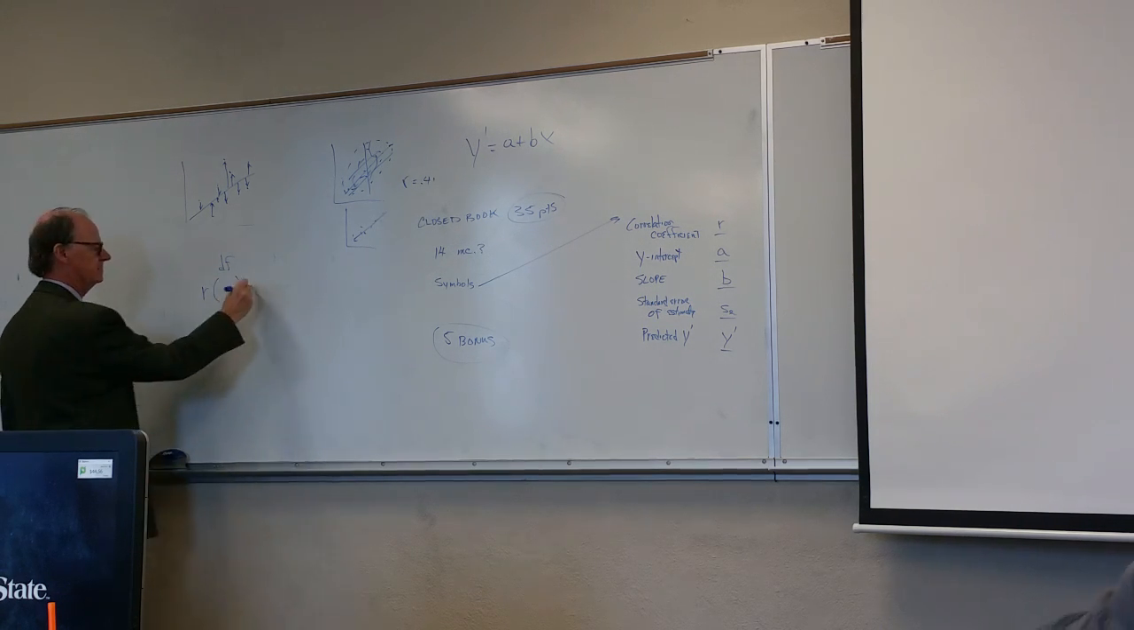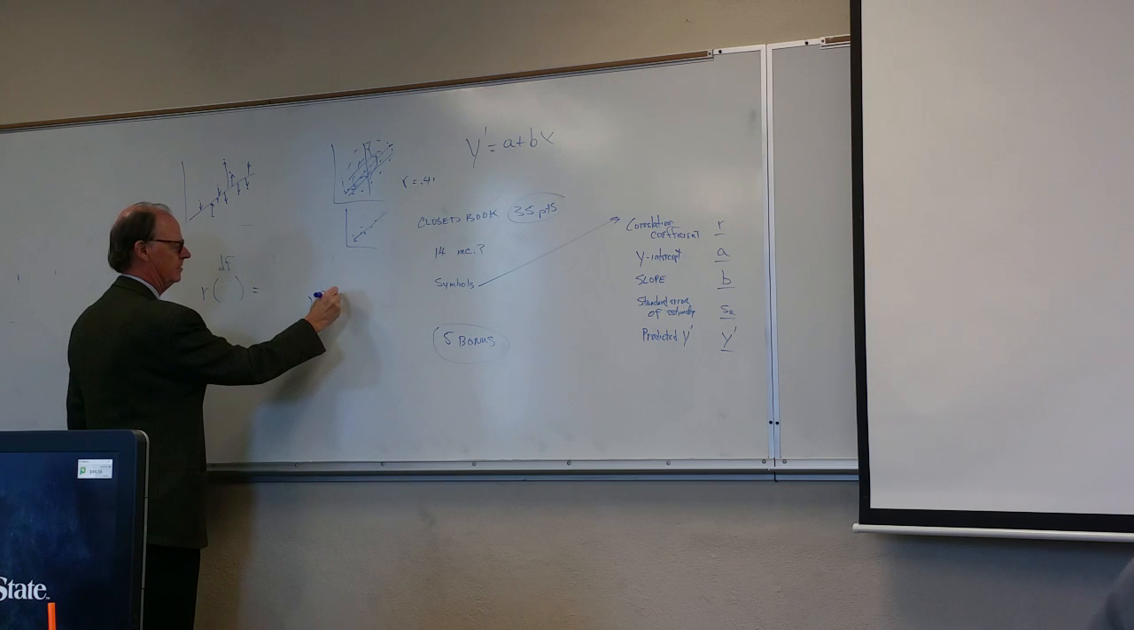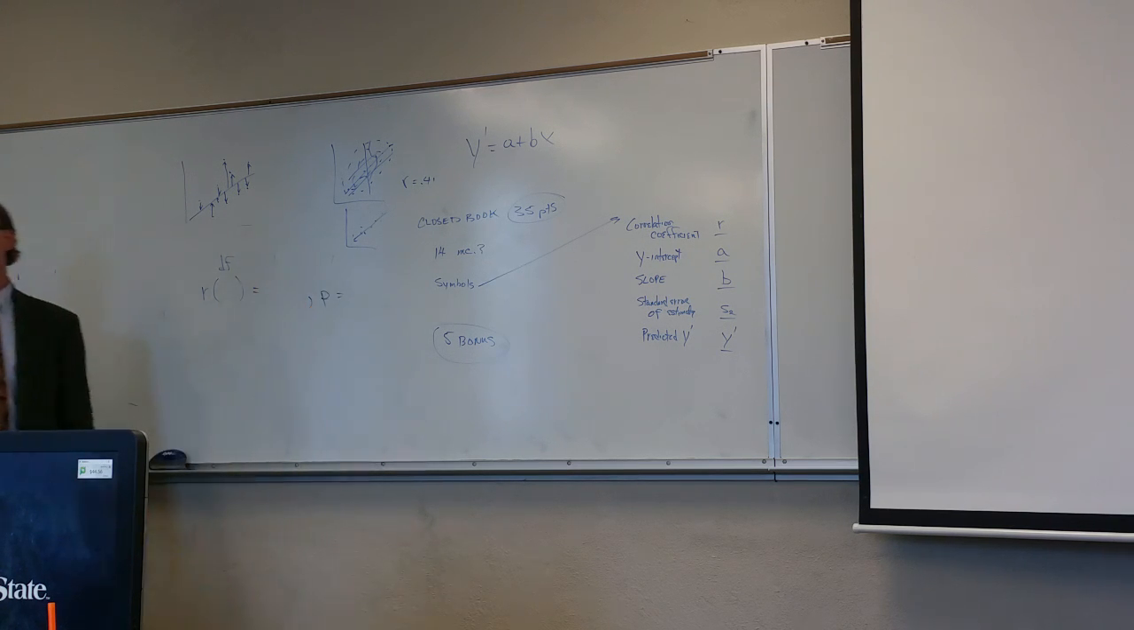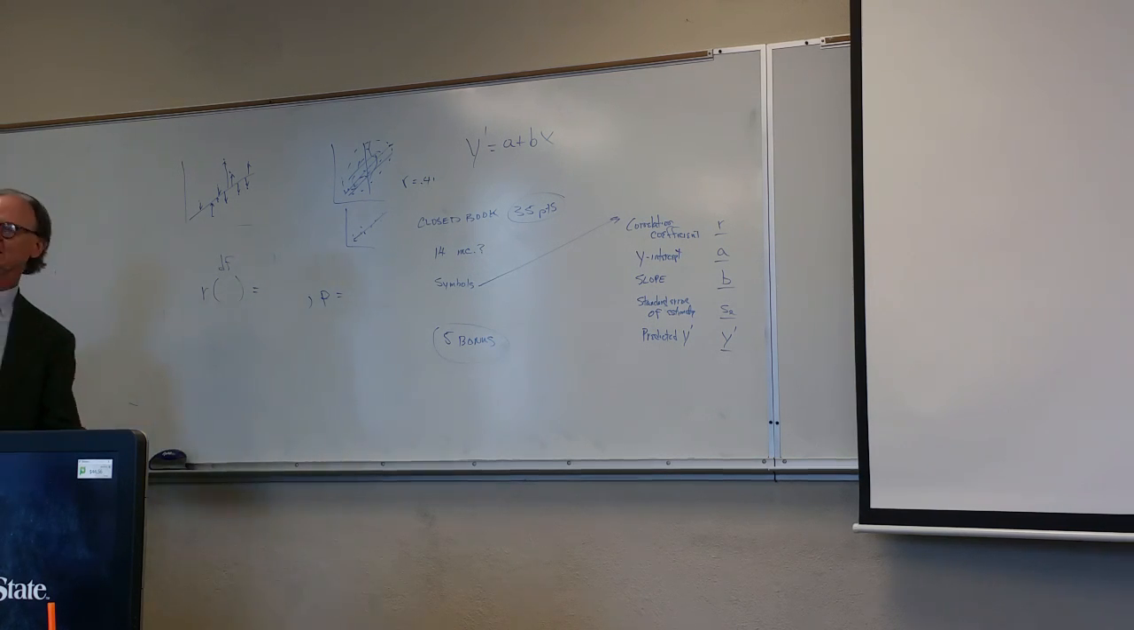Degrees of freedom is in there. What you calculated, comma, probability. You can guess what I'm going to ask you next. Write an interpretation. If it's positive, you're going to say as so-and-so increases, so does the other variable.